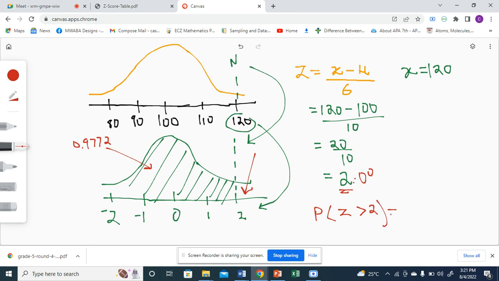So we're going to say 1 minus 0.9772. Because remember, we're interested in this area here, this area which is not shaded. This is the area greater than 2. So we're interested in this area, which I'm now coloring in red. This is the area we are interested in. So you're going to say 1 minus 0.9772.